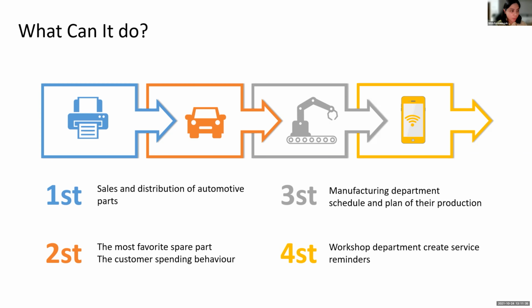In the sales and distribution of automotive parts, they can create information, for example, what is the most favorite spare part or how the customer spending behavior is. Then it will trigger the manufacturer department to schedule and plan their production, and the workshop department can create a reminder service for the customer.